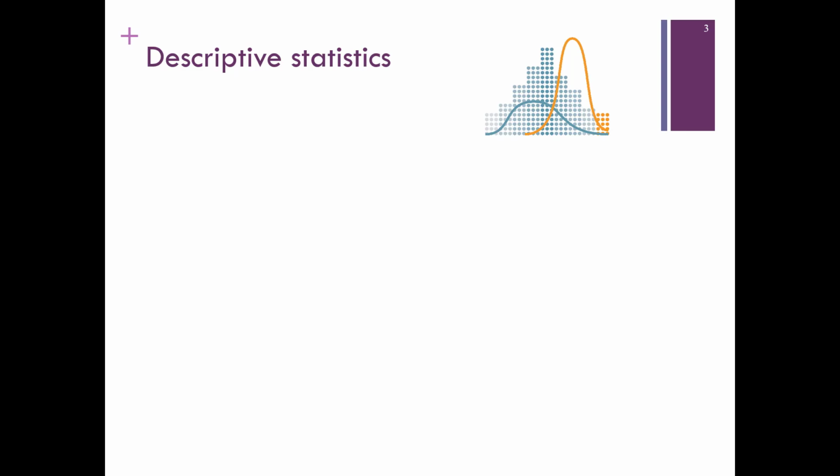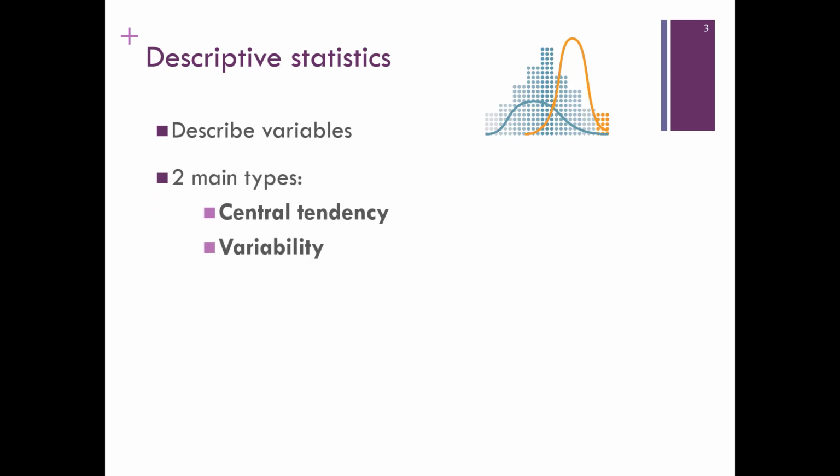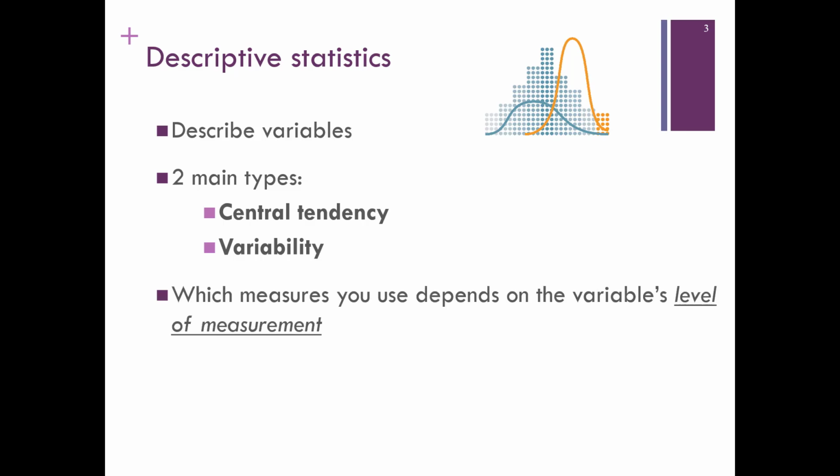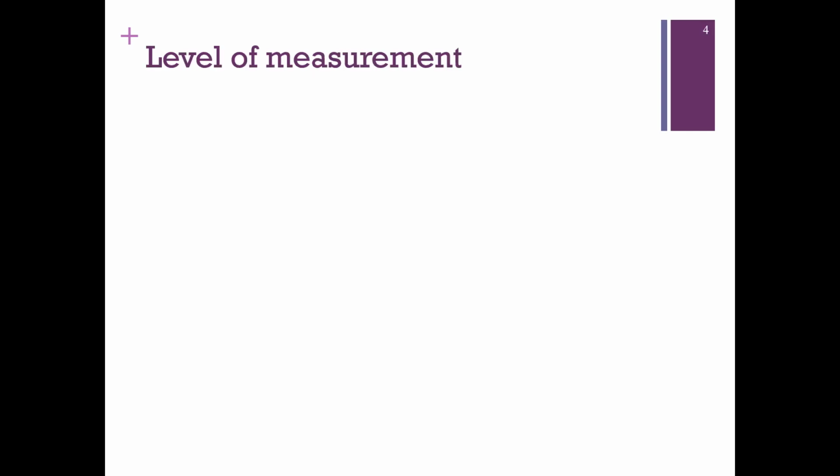So descriptive statistics allow you to describe variables. No surprise there, right? Now there are two main types of descriptive statistics. One is central tendency. And so measures of central tendency allow you to say sort of the most central defining point in your data. Now the measures of variability, on the other hand, allow you to describe how spread out the data are. And which specific measures you use of these depends on the variable's level of measurement. So you might recall learning about that in your prior statistics class.